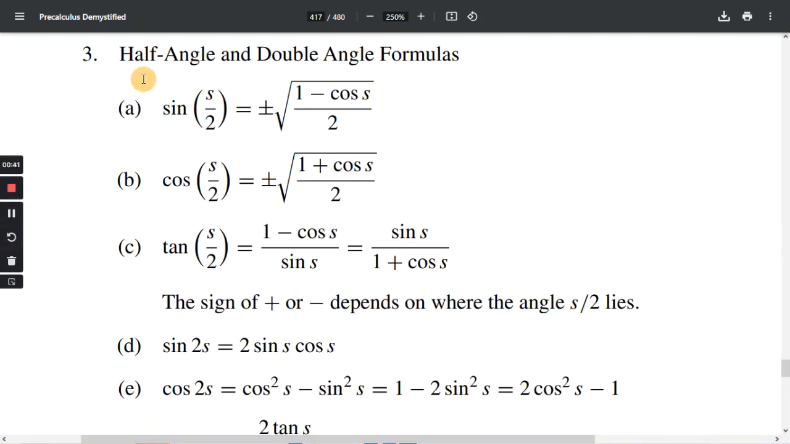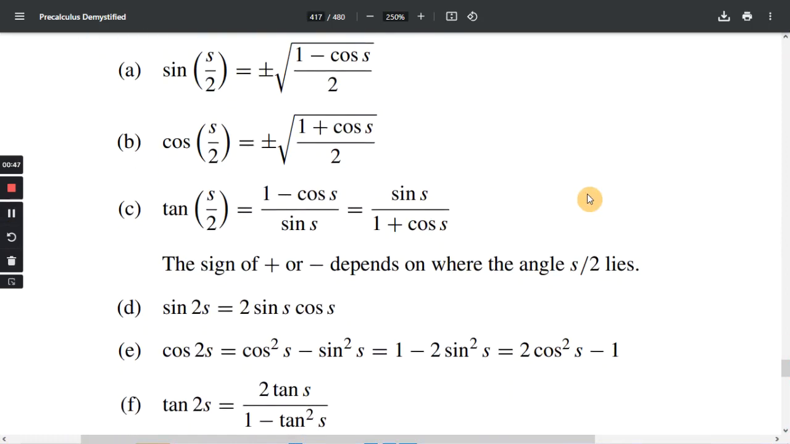We're also going to need the half angle and double angle formulas. For some of the problems, they're going to double the angle or half the angle. Notice there's a half angle formula for sine, cosine, and tangent. See, the angle is divided by 2 in all cases. And also a double angle formula for sine, cosine, and tangent. The angle is multiplied by 2 in all cases.